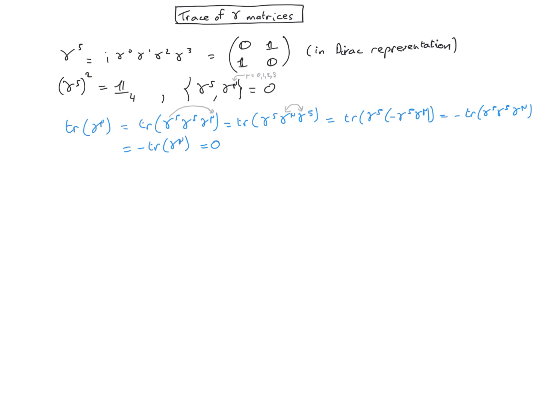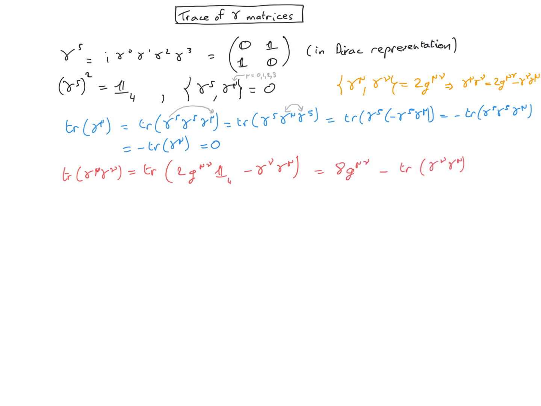Let's now compute the trace of two gamma matrices. Here we will use the fact that the anticommutator of two gamma matrices is twice the metric, which was how we defined the gamma matrices. g mu nu doesn't contain any spin, and the trace is only acting on the spin degrees of freedom. So as far as spin is concerned, this term is only the identity, which is a 4x4 identity matrix, and therefore the trace of this identity is going to give us a factor 4. We now use the cyclicity of the trace.